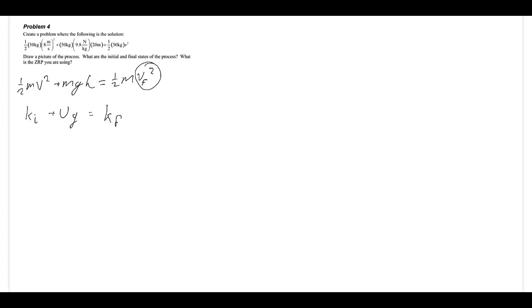As long as it has some initial kinetic energy, some initial gravitational potential energy, and some final kinetic energy only. So it must end up wherever it is. It has to fall 20 meters and be at the zero reference point at the end.